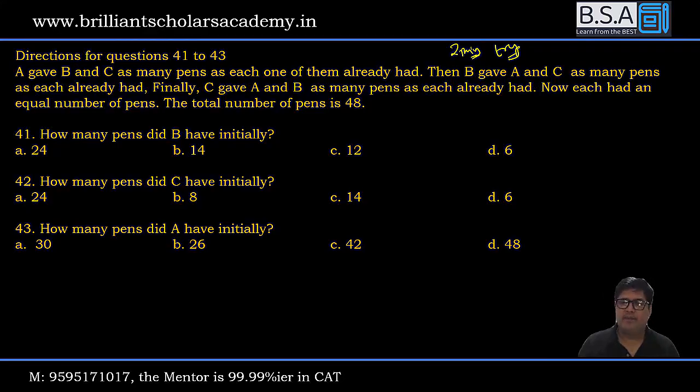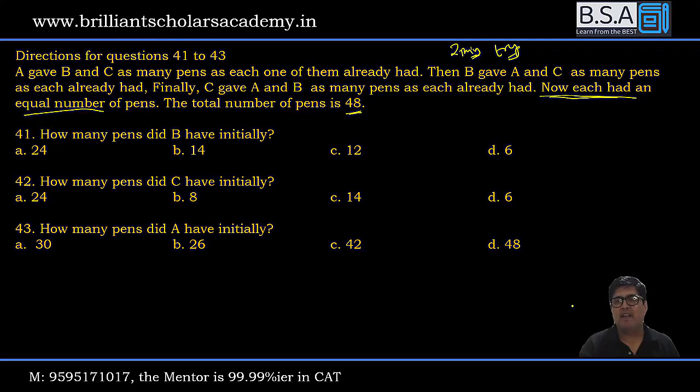It cannot happen. See, almost all such questions where something is happening repeatedly, and you have a final value. Each one had an equal number of pens, and total pens are 48. You should always start from the end and build up.